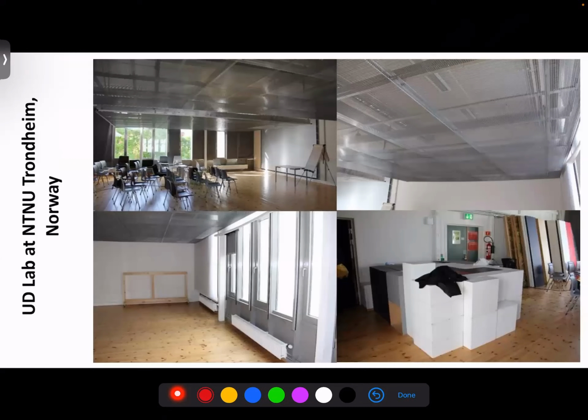This is a universal design lab, which is again a full-scale simulation lab, where if you see this wire mesh, these boards which are over here have got a slight projection.